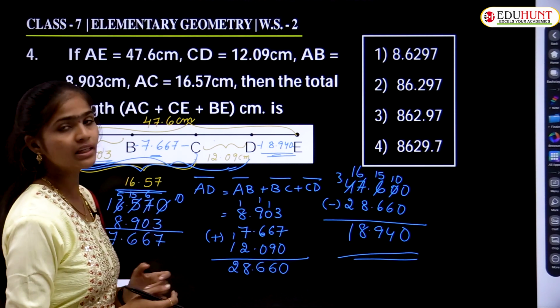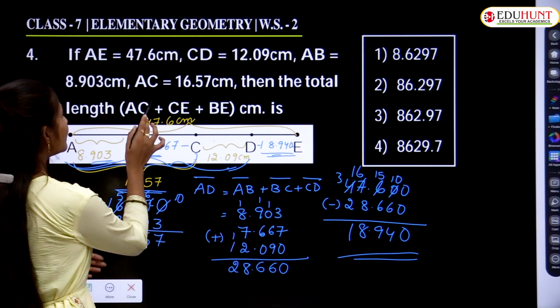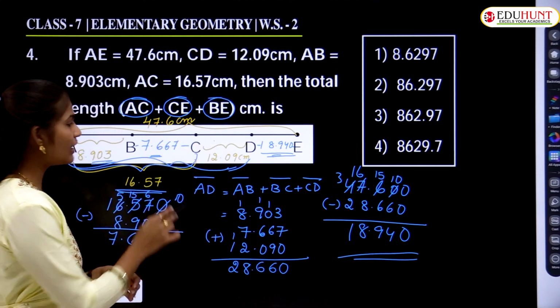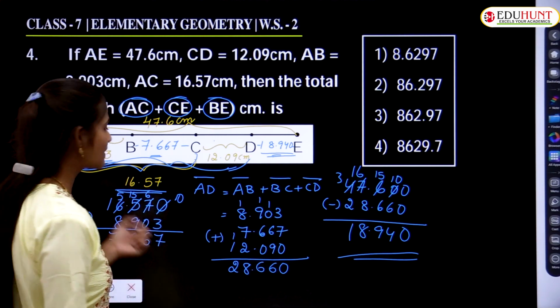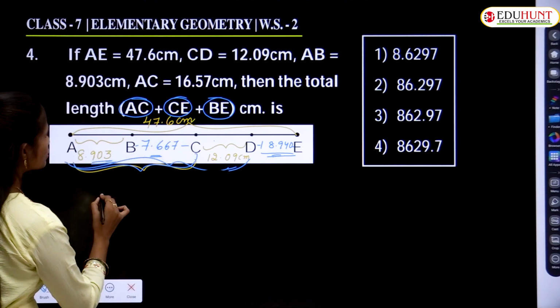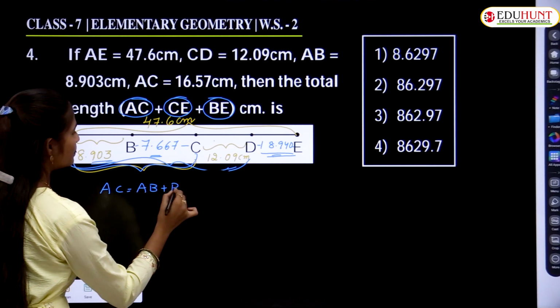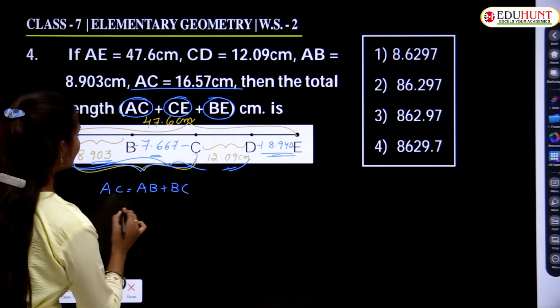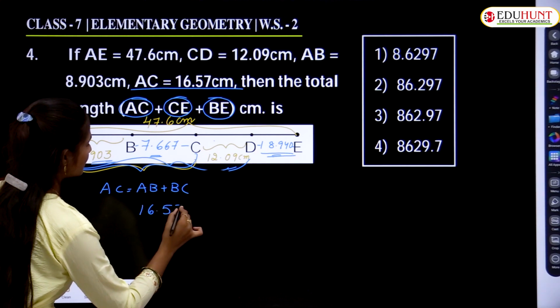Now come to the question, which one we have to find out. So actually what we have to calculate? The measurement of AC plus CE plus BE. Now we have all the measurements. Now take those measurements and add them. So here AC is equal to AB plus BC. Okay, they have also given AC is equal to 16.57.